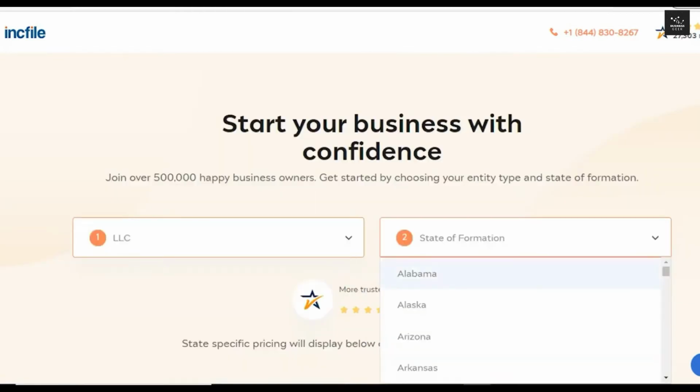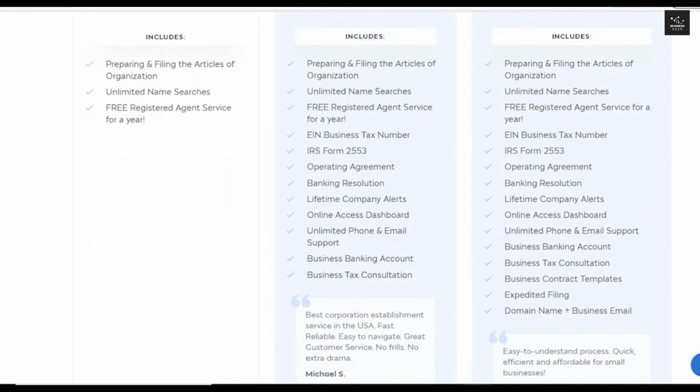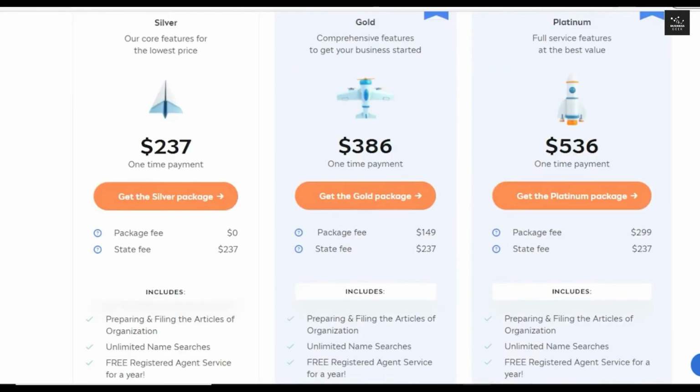Incfile is one of a kind as it offers a free package with services such as preparing and filing your articles of organization. Well, you still have to pay $237 for the state fees, which you would have to do anyway if you chose the DIY option.